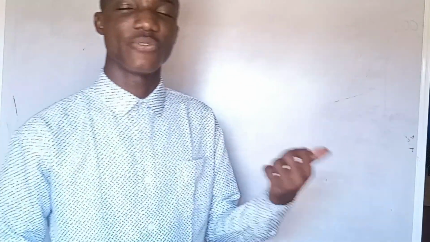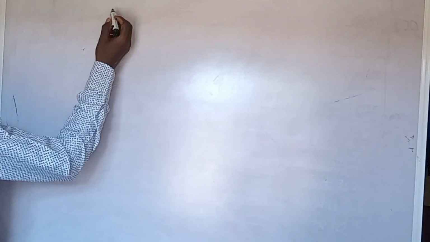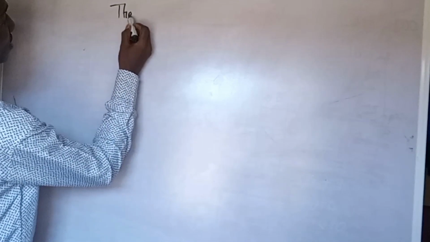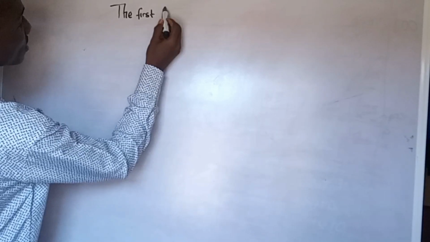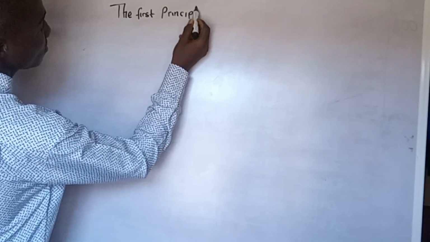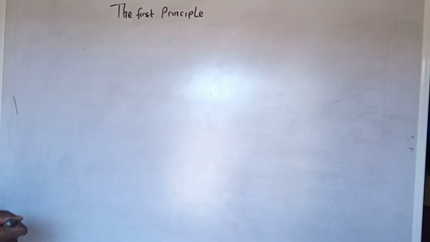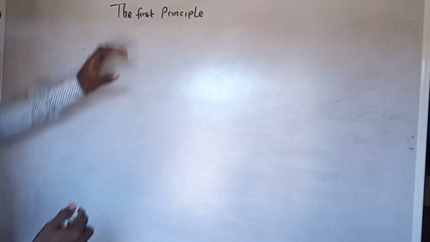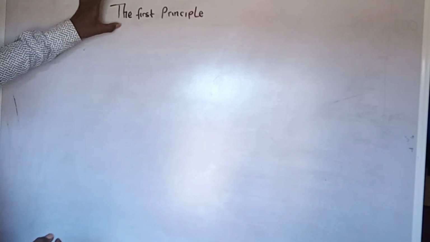In today's video, I'm going to be showing you how to differentiate using the first principle. We have various methods of differentiation. The first method is the first principle, the polynomial rule. We have the chain rule, the product rule, the quotient rule. But in today's video, I'm going to be focusing on the first principle. This is the concept of differentiation that we are going to be treating.